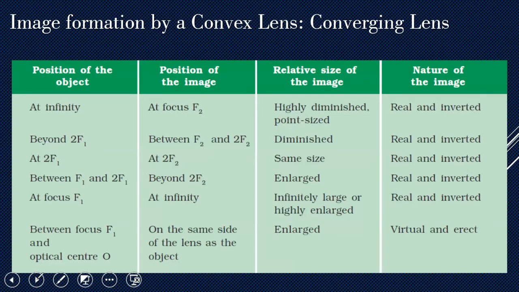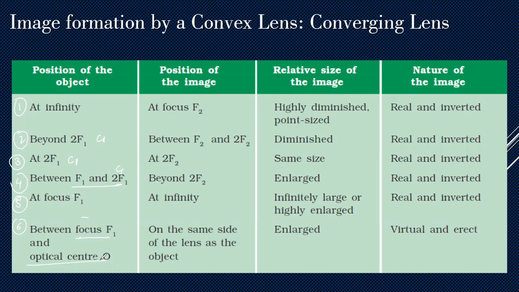And as I've already told you, the positions for the image formations, right? Number one, first is at infinity. Second, beyond 2F1, that is center of curvature, C1. Third is at 2F1, that is at C1. Fourth is between F1 and 2F1, F1 and C1. Fifth is at focus. Sixth is between focus and optical center. So in the same way, if you know the positions for mirrors well, this is going to be very easy for you, right?